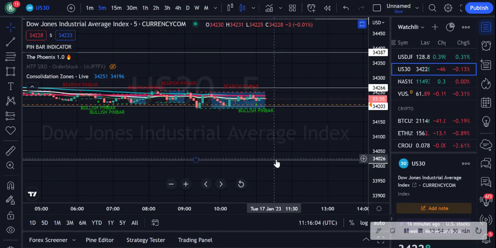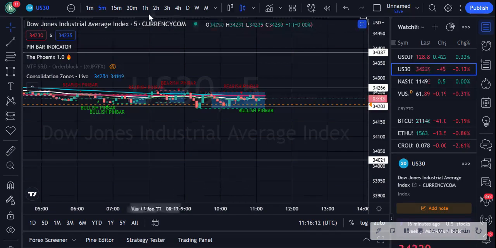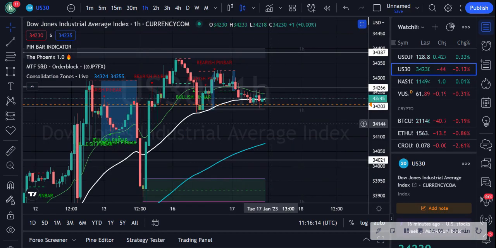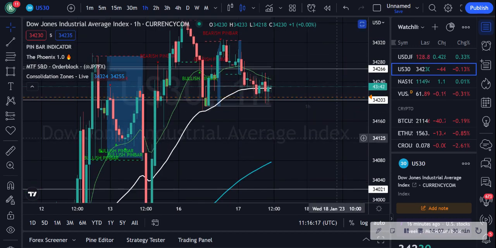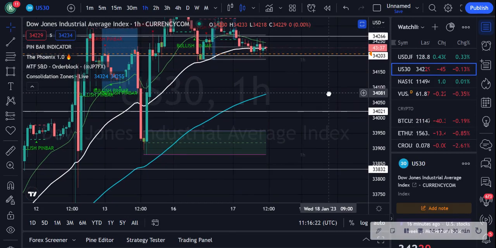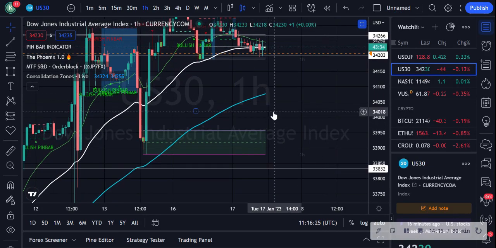Yeah, and my target is at this point here, 3-4,000. Personally, I do think price would push down. Let's just go back here. Yeah, 3-4,000 is somewhere about here, but there is an order block, so price possibly could come down here, guys. So possibly, let me just see.